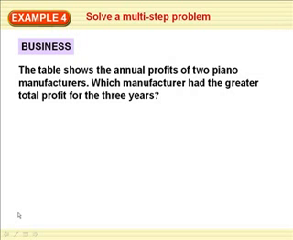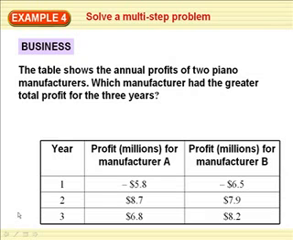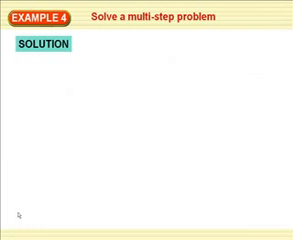Example number 4, solve a multi-step problem. The table shows the annual profits of 2 piano manufacturers. Which manufacturer had the greater total profit for the 3 years? If you look at these, you can see that they both lost money on year 1. That's the 2 negative numbers. Year 2, they both made money, and year 3. So what I would do is add those up. Let's see how they did it.